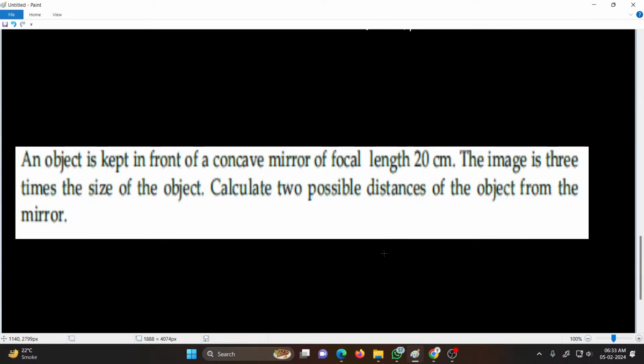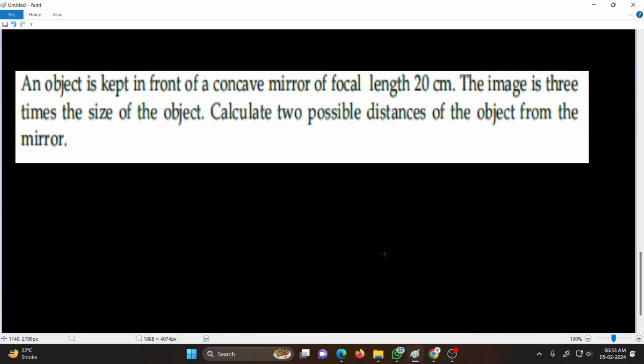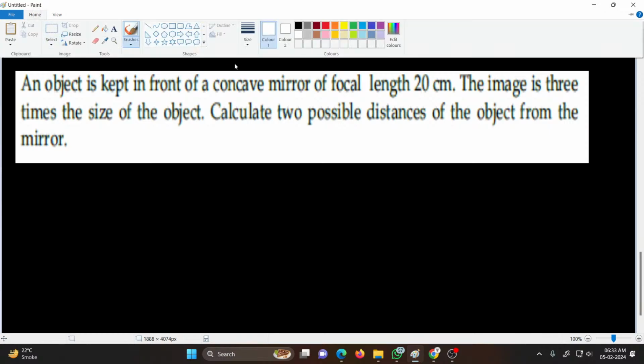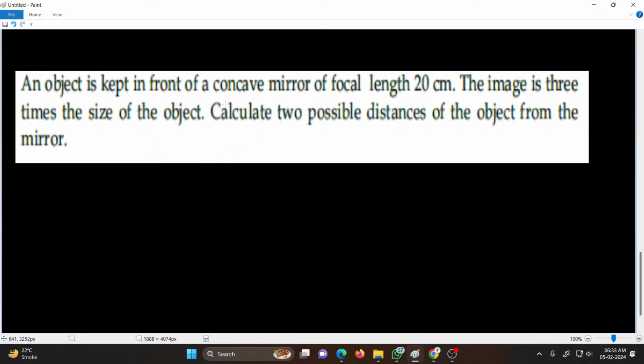An object is kept in front of a concave mirror of a focal length 20 centimeter. Image is 3 times the size of the object. So calculate 2 possible distances. Now here it's an interesting question. An object is kept in front of a concave mirror, so you know focal length is negative. So f is minus 20 centimeter. The image is 3 times the size of the object.